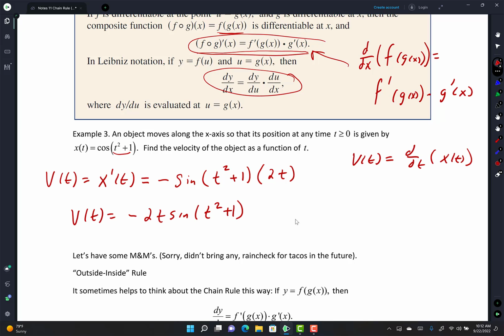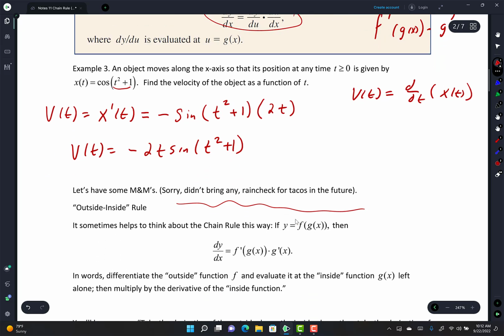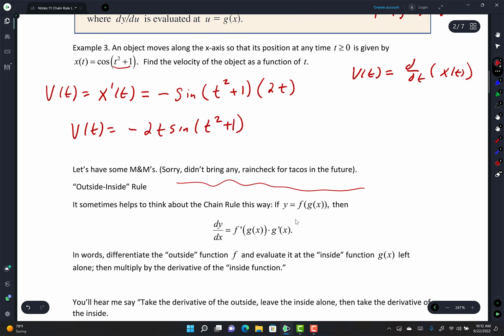Yeah, that's it. And then it says, let's have some M&Ms. So, sorry, rain check on tacos. Tacos tomorrow? Okay. What do you want? Potato egg? Bean and cheese? Okay. Potato egg, bean and cheese. Don't have breakfast. We'll have it here. All right. What's the question, miss? Ask.